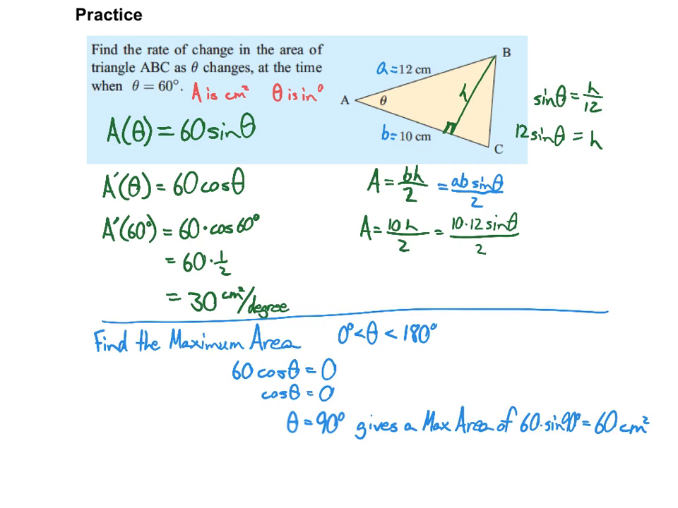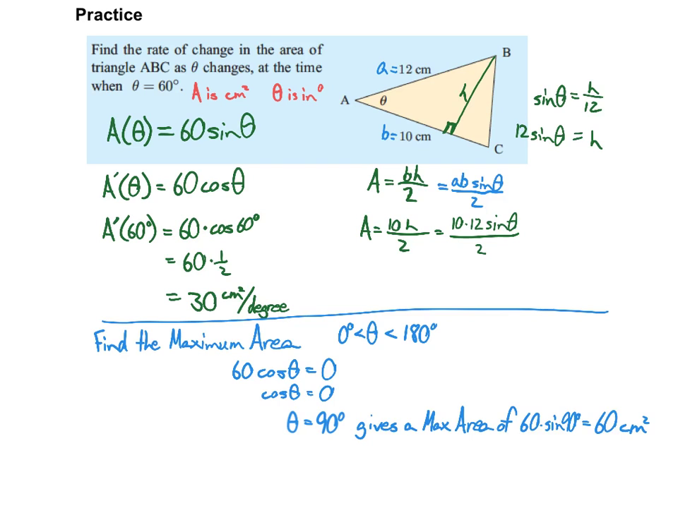Okay? So, those are 2 things that we could do. We could see the instantaneous rate of change at a particular angle, in this case 60, or we can figure out, hey, what angle would we have to make it to give us the maximum area? And after that, the derivative will be negative for the rest, right? Because it's decreasing.